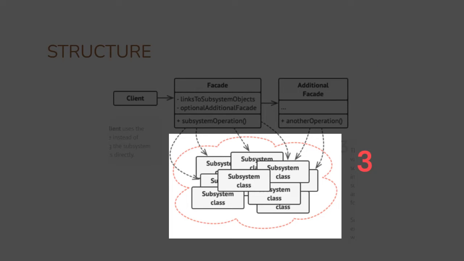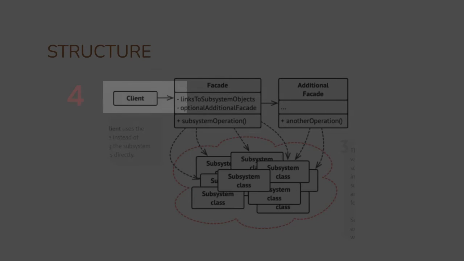3. The complex subsystem consists of dozens of various objects. To make them all do something meaningful, you have to dive deep into the subsystem's implementation details, such as initializing objects in the correct order, and supplying them with data in the proper format. Subsystem classes aren't aware of the facade's existence. They operate within the system and work with each other directly. 4. The client uses the facade instead of calling the subsystem objects directly.